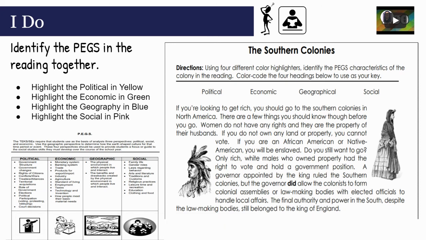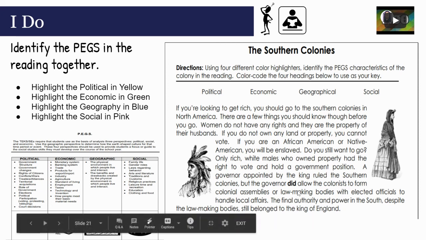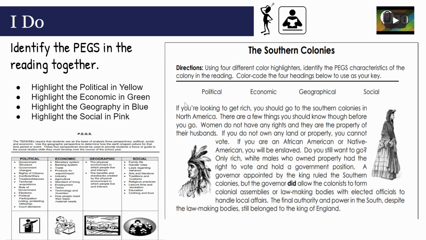Okay. So now what you're going to do, we're going to model what you're going to do for the rest of the day, for the rest of the lesson, okay? In this I do, we're going to identify the pegs in the reading together. So I'm going to model what you're going to do. So you'll need highlight colors of yellow, green, blue, and pink. And in your forced copy, you can simply go in and use those colors.